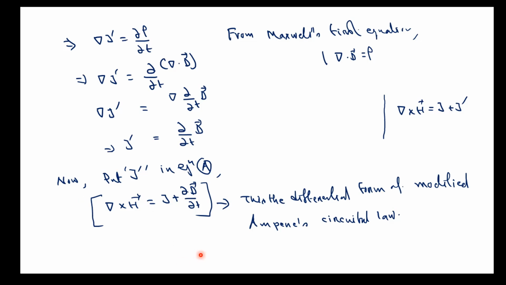So this is the differential form of Maxwell's fourth equation. If I write del cross H equal to J, it is Ampere circuital law, and if I write del cross H equal to J plus del D by del t, this is the modified version of Ampere circuital law, or we can also say that this is Ampere Maxwell's law, and this is the differential form of Ampere Maxwell's law.